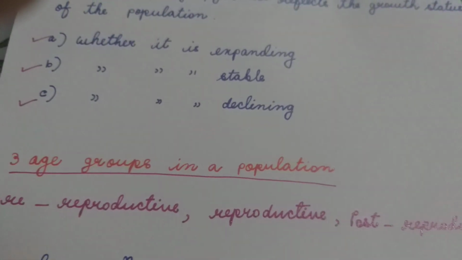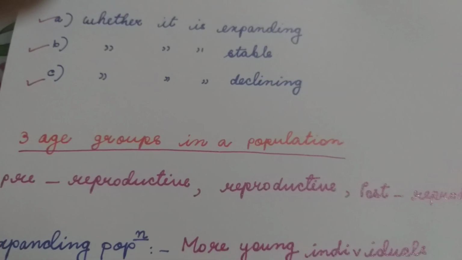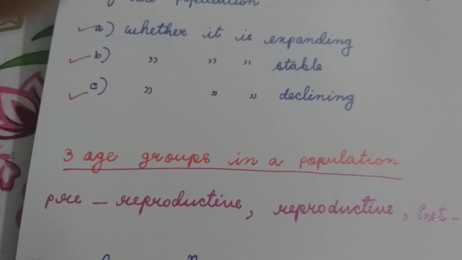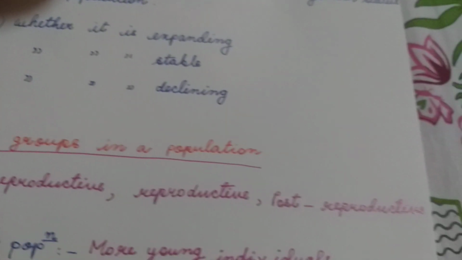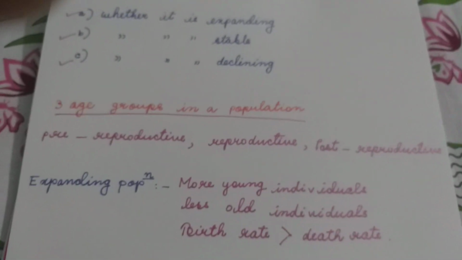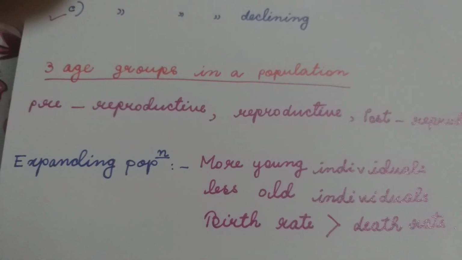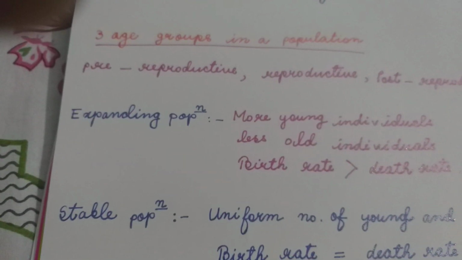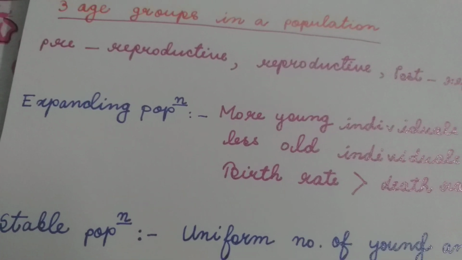Now, what are the three age groups in a population? In a population, there are individuals belonging to three different age groups. Pre-reproductive, that means very young. Reproductive, adolescents and middle-aged. Post-reproductive, that means old individuals. Accordingly, there are three types of population, or a population has three different status: expanding population, stable population, and declining population. What is an expanding population?